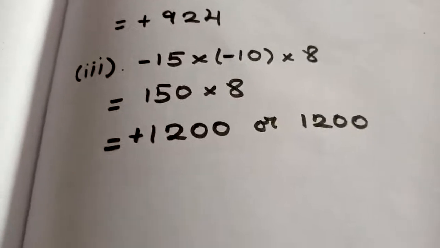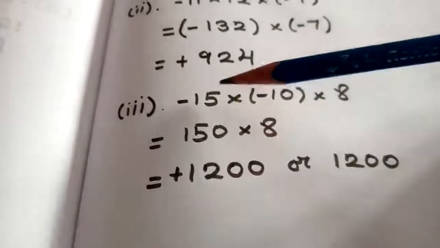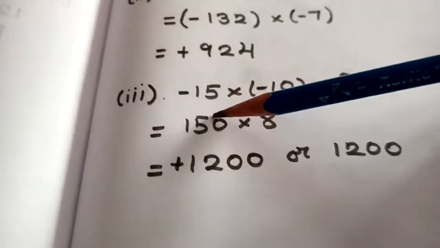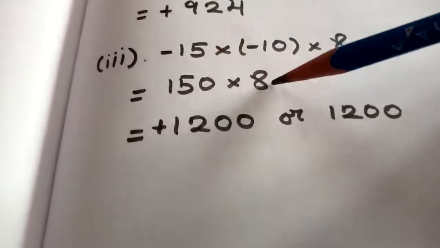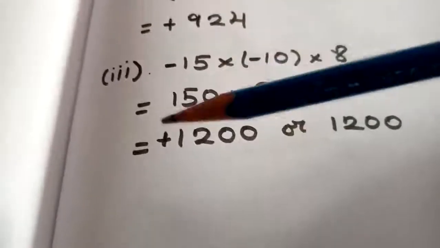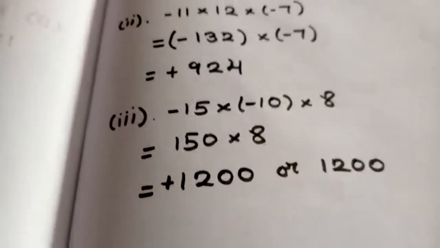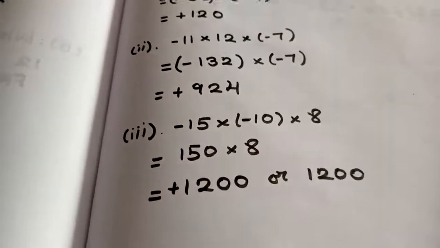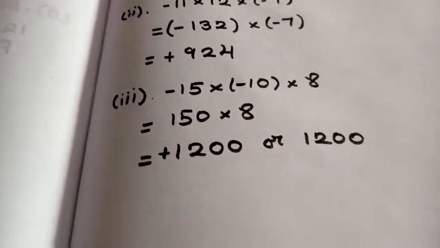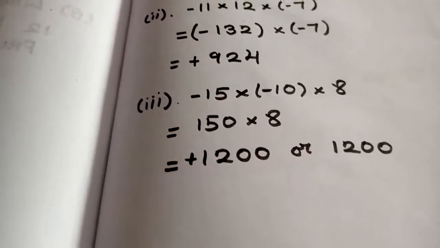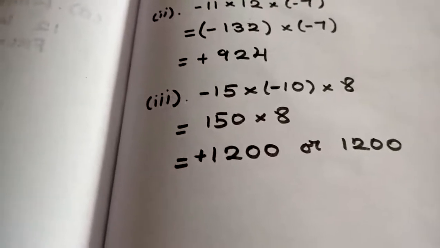While taking the first two values, minus into minus, you are going to get the value as plus 15 into 10, you are going to get the value as 150. Into 8, write it as it is. 150 into 8, you are going to get the value as 1200. Plus 1200 can also be written as 1200. So this is a way of calculating integers based on multiplication. Always remember, first you calculate the sign. You multiply the sign and then you multiply the number in a normal way.